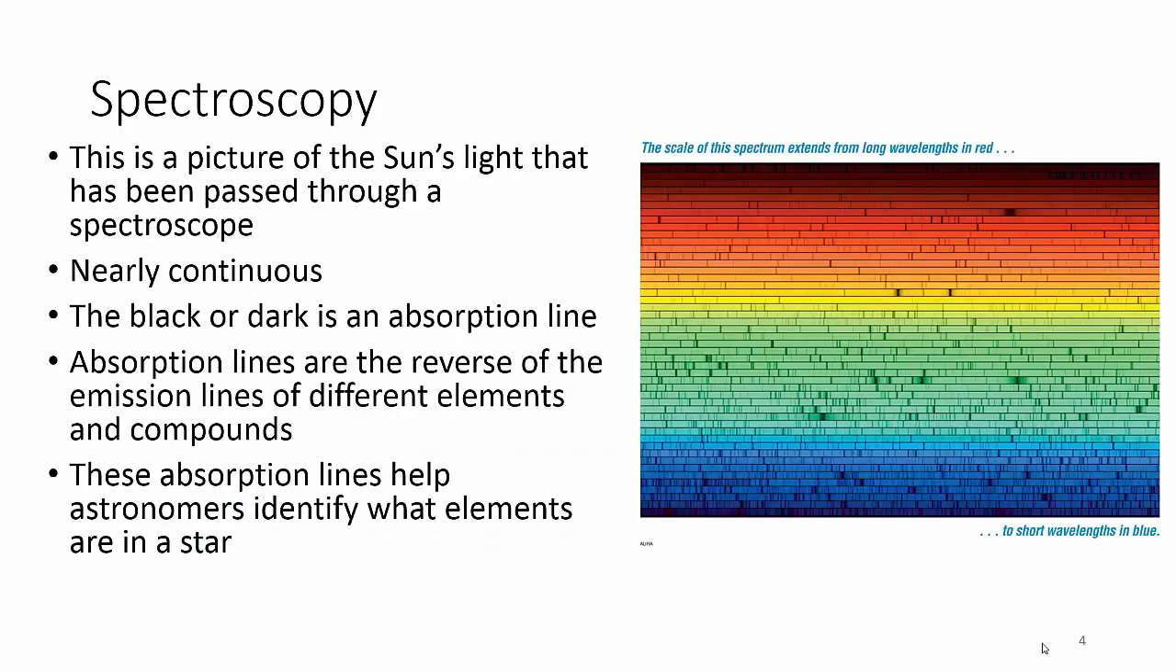All right, so here's the sun's light. You'd think it should be continuous, right? It's not. Almost continuous, but not completely. So it's got these little black lines. Those are called absorption lines. We'll talk about those next.